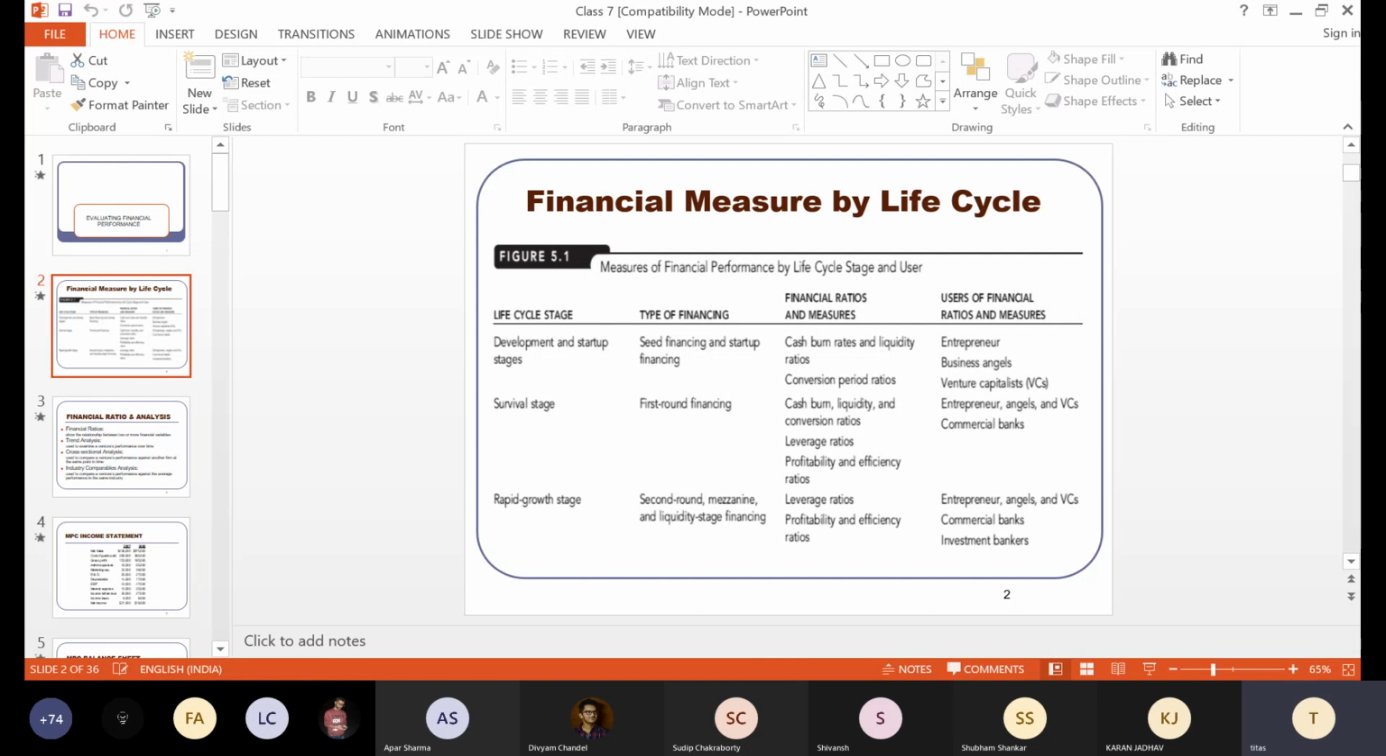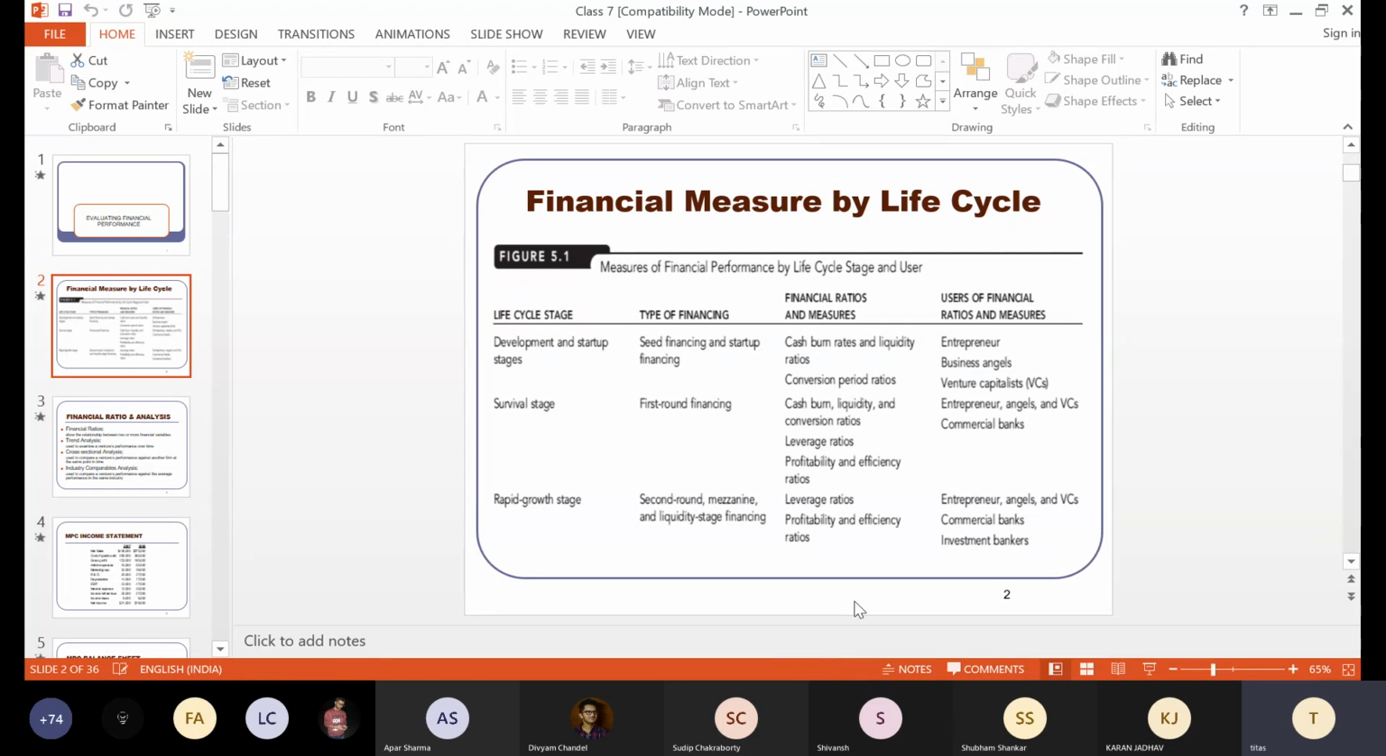Okay, so again, if you look at those ratios, cash burn rates, liquidity ratios, conversion period ratios, the emphasis is more on the cash, the liquidity. Conversion period ratios I will be discussing later. The liquidity is more important because the VCs know, the angels know, whoever is funding at that stage, they know that this is a burning cash stage, and whatever cash they're giving is getting burnt in the process of building the business. But whether this burning rate is high or low, or how they are managing cash, how the liquidity position is improving over time, that is what they are more interested in.